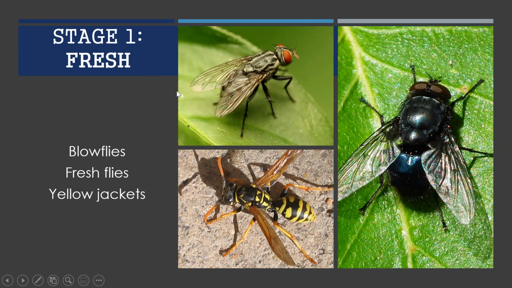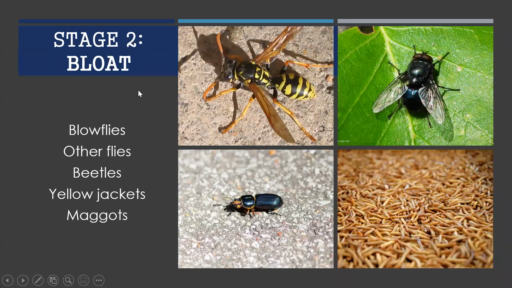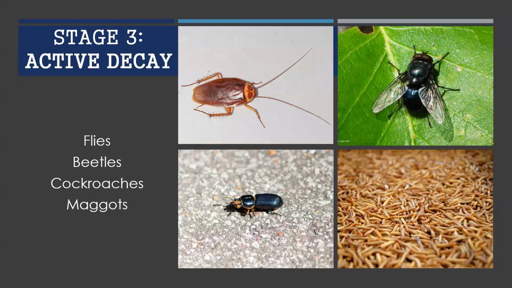So the first stage of entomology is with decomp in the fresh stage. This is when you're going to have blowflies coming to the body almost immediately after death, and then yellow jackets eventually start to show up as well to feed off of the blowfly larva. During the bloat stage of decomp, you have more activity of insects, so you have other species of flies. You now have maggots because the flies have laid eggs, and then you may also have some beetles showing up. During active decay, you're going to have lots of insect activity, lots of flies and lots of maggots. Many beetles will show up, and cockroaches may even show up at this point.